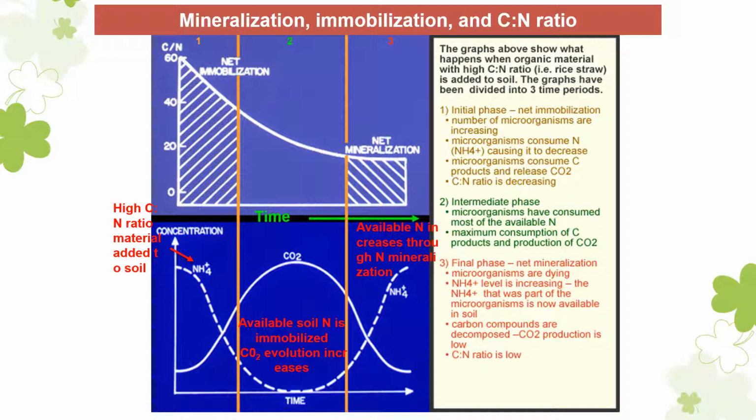The final phase shows the net mineralization, in which these microorganisms are dying. The ammonium level is increasing, and the ammonium that was part of the microorganisms is now available in the soil. The carbon compounds are also decomposed, and the carbon dioxide production is low. Hence, the carbon to nitrogen ratio is also low.